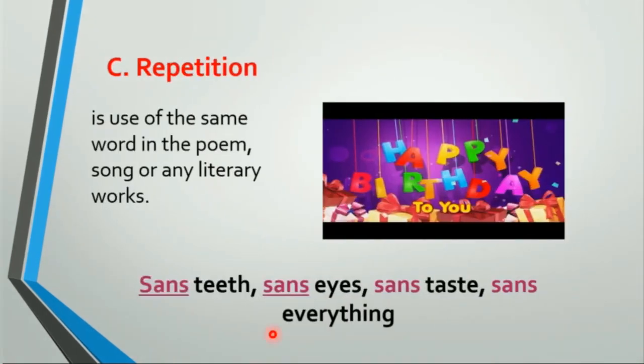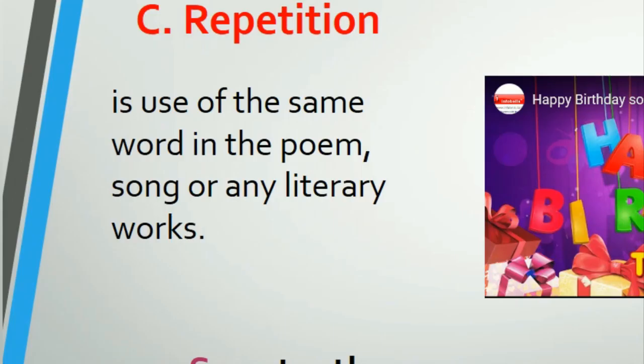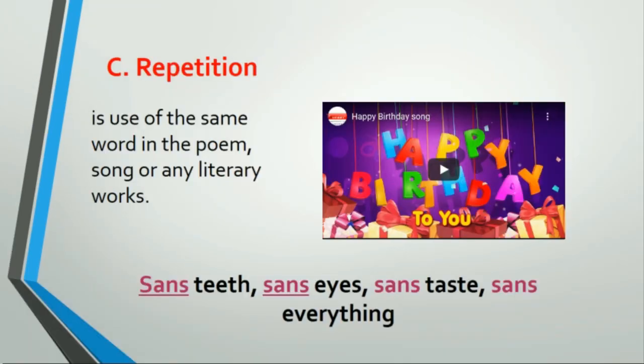And the last one is repetition. This is the easiest of all. It is called repetition. Repeat after me. Repetition. Look at the example. "Sun's teeth, sun's eyes, sun's taste, sun's everything." It was repeated four times in one line.